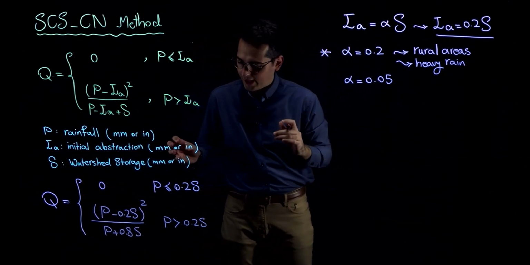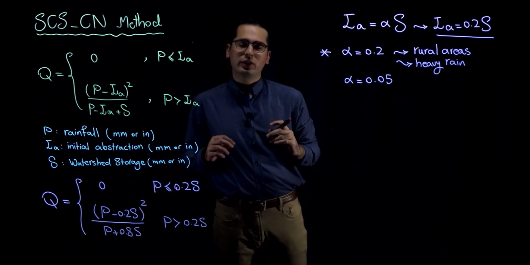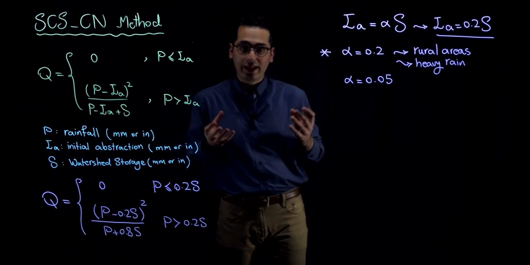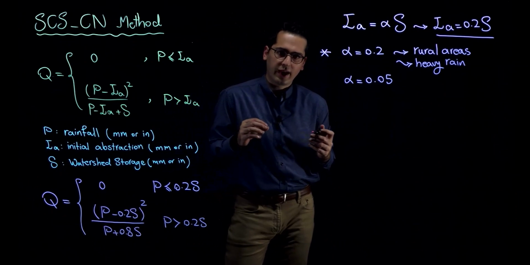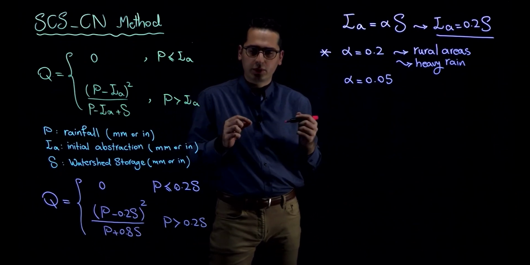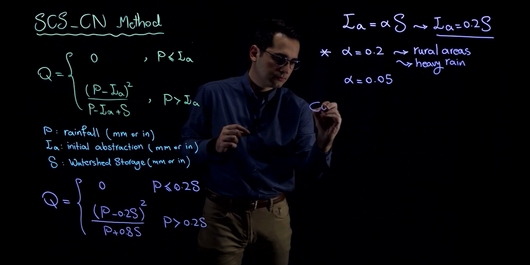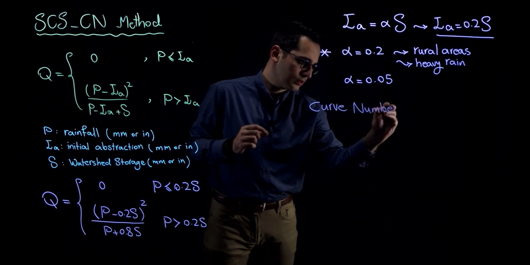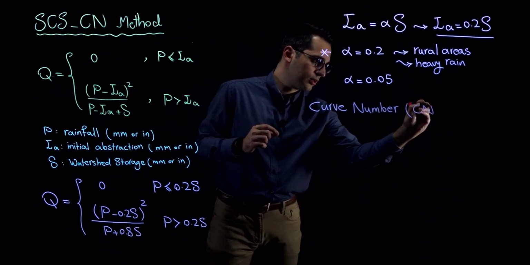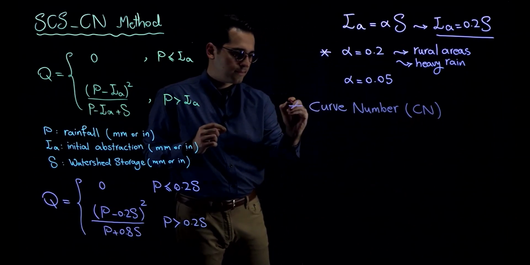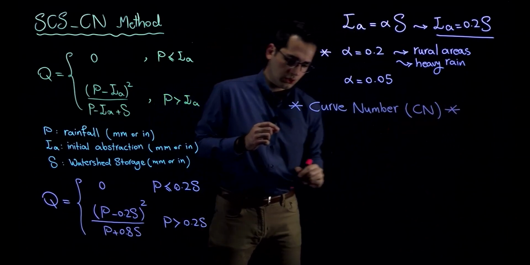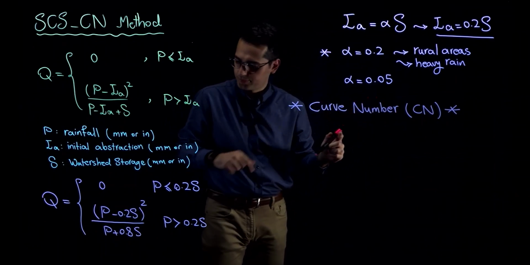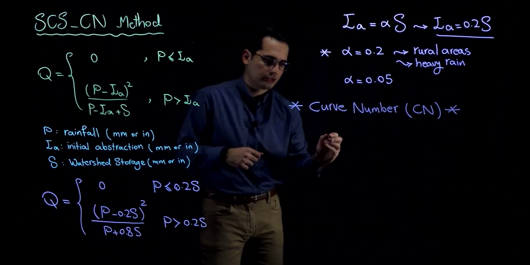Now you're asking me that how are we going to find S, watershed storage? The answer to that is watershed storage is a very complicated value to find. In order to do that, we are going to use a unique number called curve number, or CN for short. So the relationship between curve number, which is a unique number, and S, watershed storage, is like this.